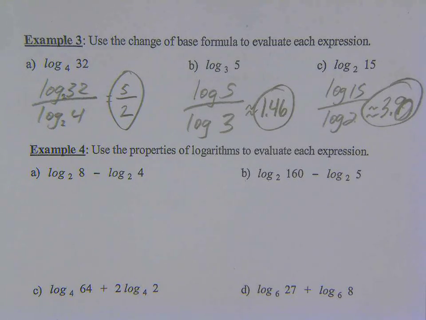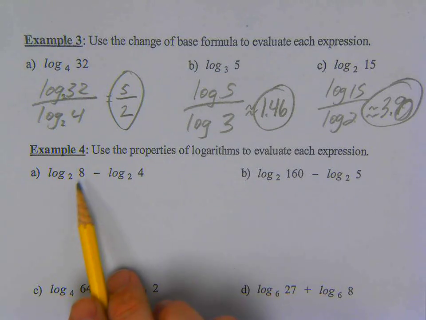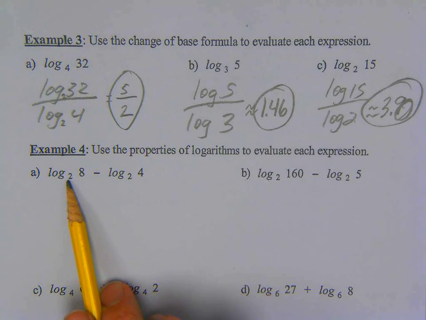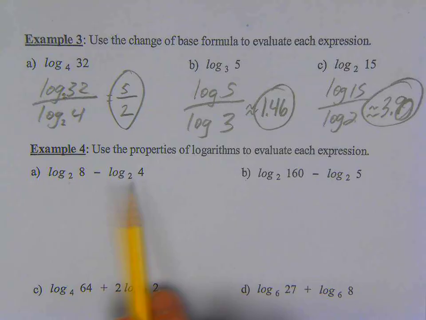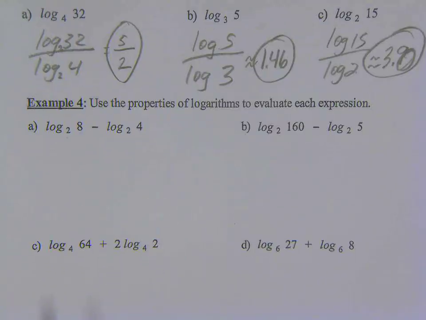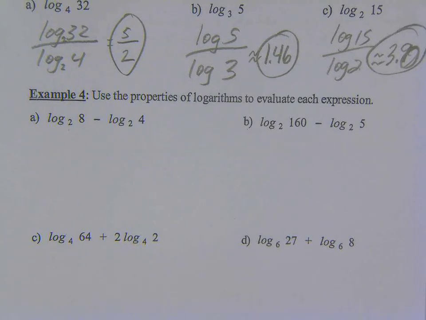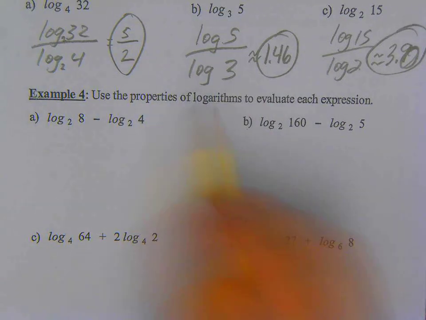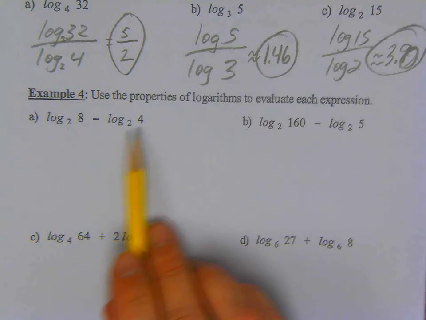Now this one says use the properties of logarithms to evaluate each expression. You guys technically could just take your calculator now and figure this out by typing it, couldn't you? You could do log 8 over log 2 and get this answer, minus log 4 over log 2, since you know the change of base formula. But what I want you to do is do these by using the properties that you know. First of all, this one you could do in your head, couldn't you? What's log base 2 of 8? This is 3 minus 2, which is 1.